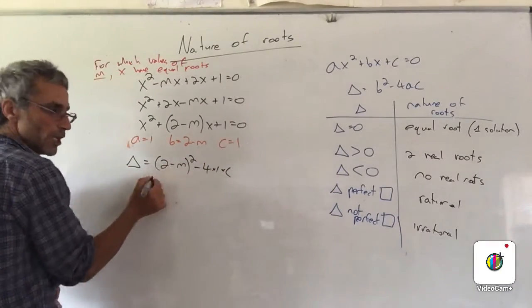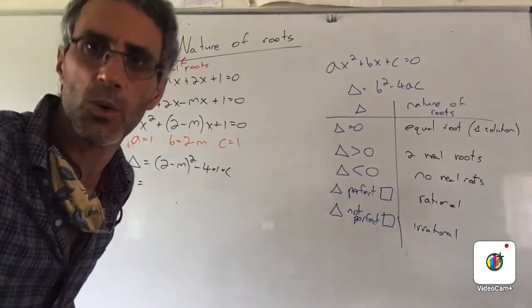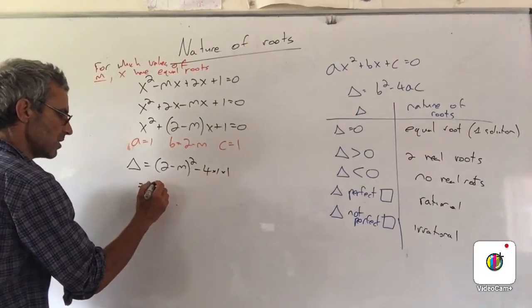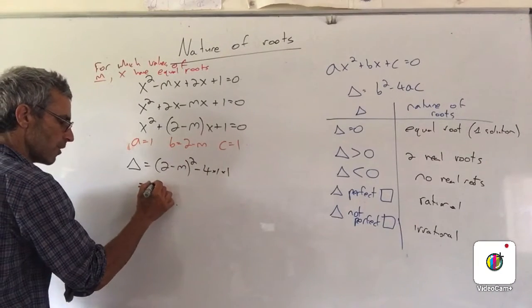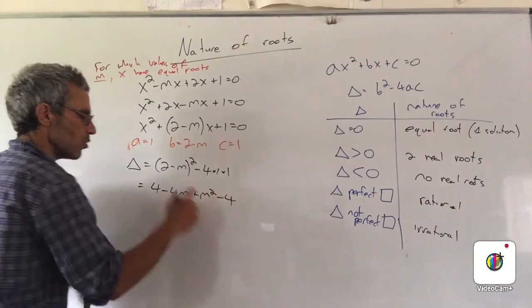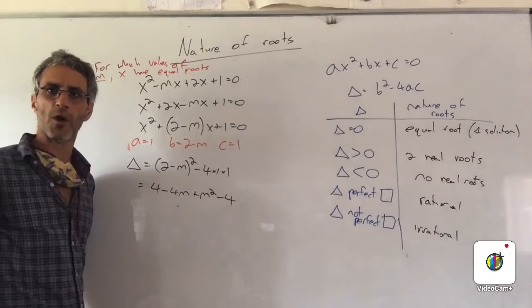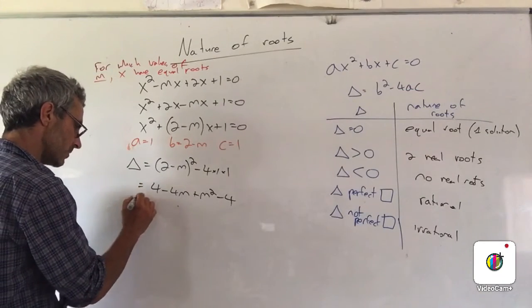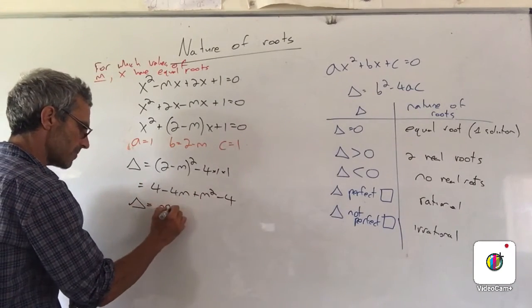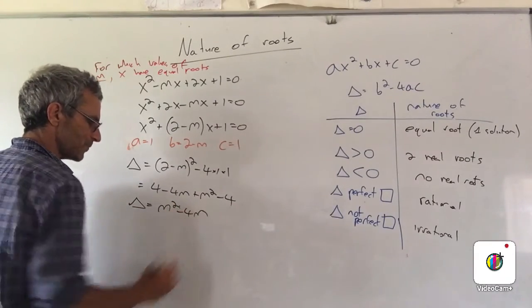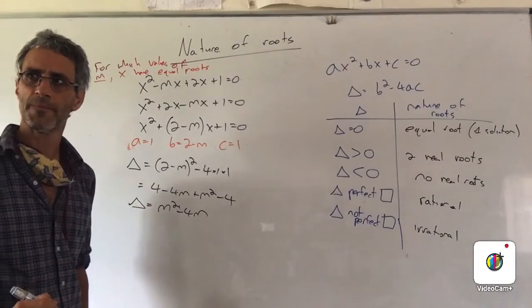We're going to use the formula here. Thank you, Buzwe, c is equal to 1, so I shouldn't write c. So now we're opening up: 4 minus 4m plus m squared minus 4. All I did is use that formula for (a minus b) squared. Right, we can tidy it up now. Delta is m squared, 4 minus 4 is 0, minus 4m. So that's my delta.